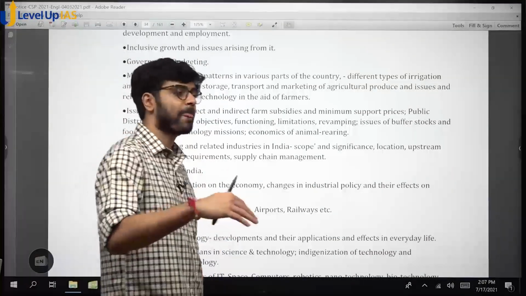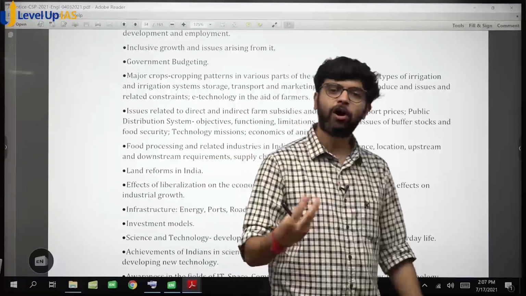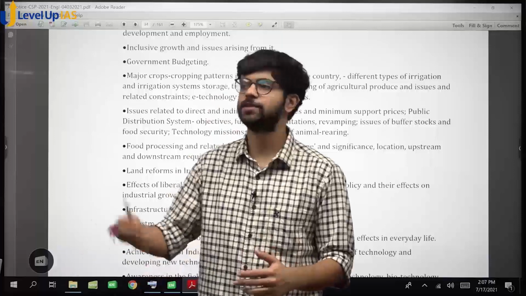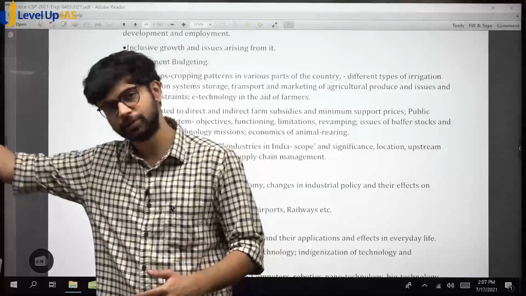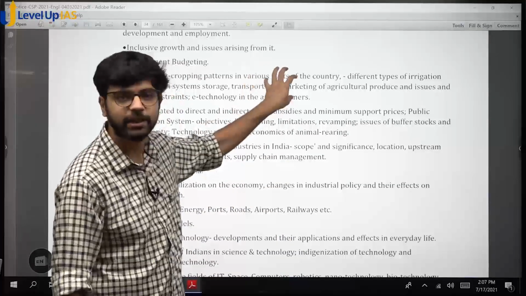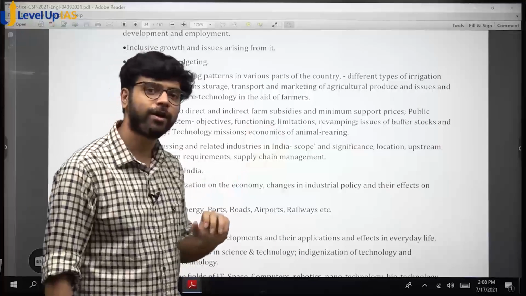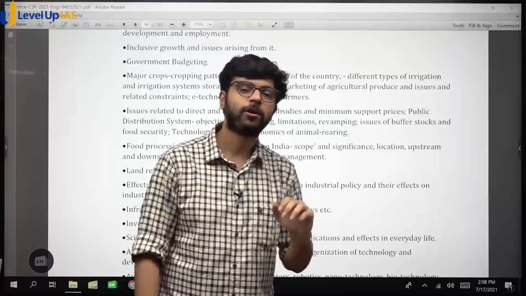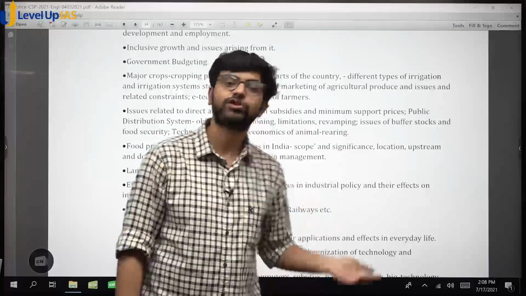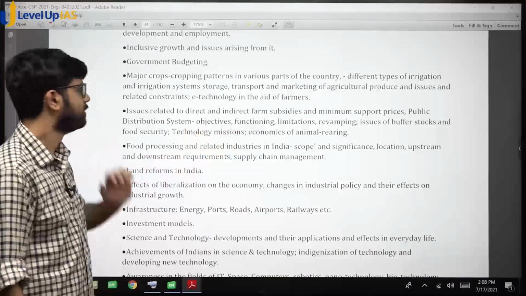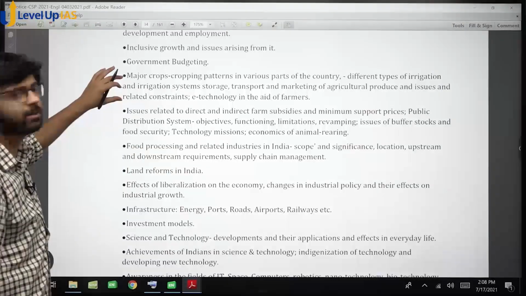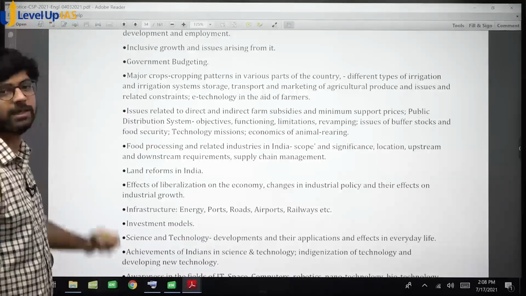Now, we thought from the farmer's side, right? He will decide which crop, then he will use irrigation, then he will store, he will transport, market, he will face some issues, and e-technology in the aid of farmers. Now, while the farmer is doing this, what is the government doing? What is the government doing? Government is trying to solve his problems at various stages. Government has schemes and all. That is the fifth point. Fifth point is all about government intervention. So, think of this as the farmer side. Think of this as the government side.